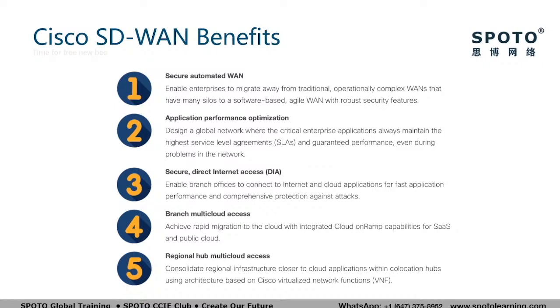So, Cisco SD-WAN's benefits. This is information from Cisco explaining the Cisco SD-WAN benefits. This just emphasizes why to use the Cisco SD-WAN solution. The first reason over here is secure automated WAN. Secure and automated, which means simple and secure. Then application performance optimization, so application performance is optimized and guaranteed.